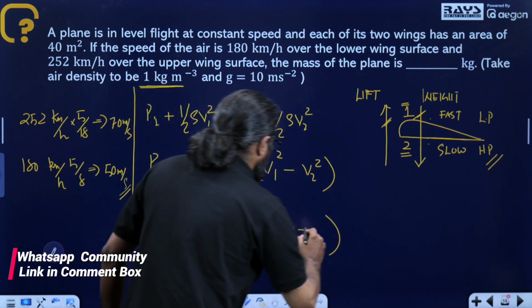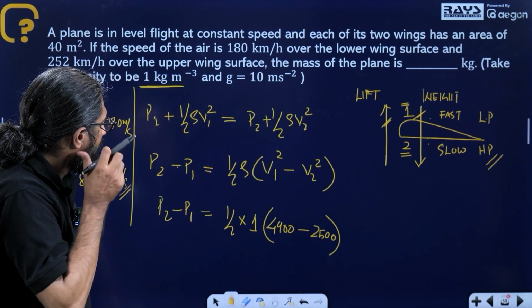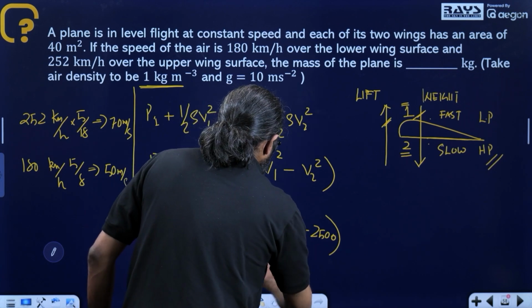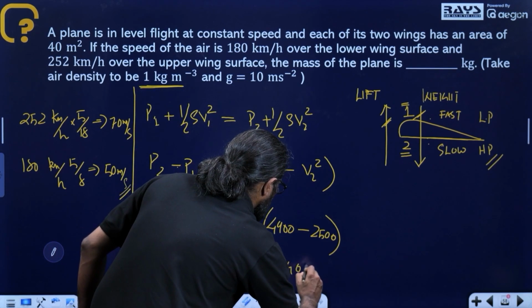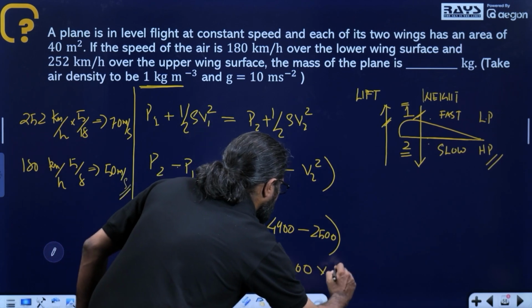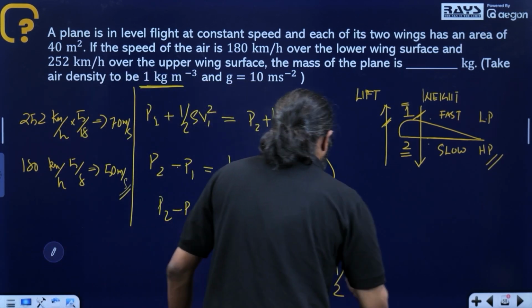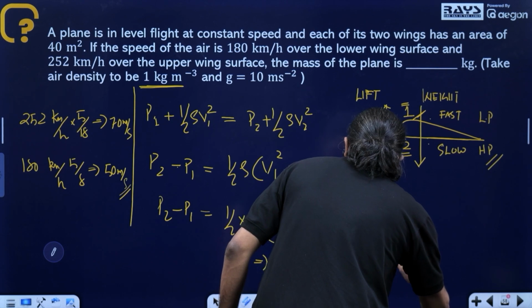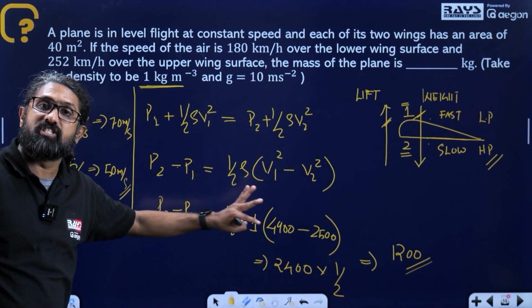50 square will be 2500. All right. So here we will have 2400 multiplied with 1 by 2. All right. 2400 multiplied with 1 by 2 will be equal to 1200. Now listen, 1200 is only the pressure difference.